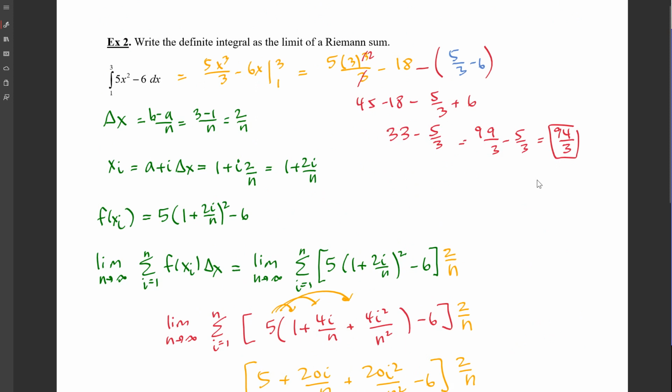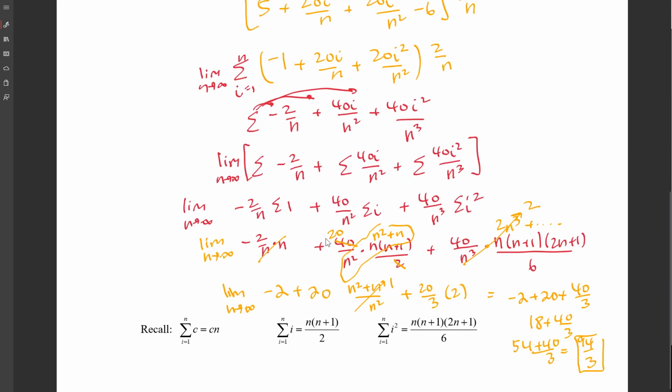And so I just wanted to show you that that's magic. And thank goodness we don't have to integrate this way, but if we did, we could do it. All right, good luck on your homework.